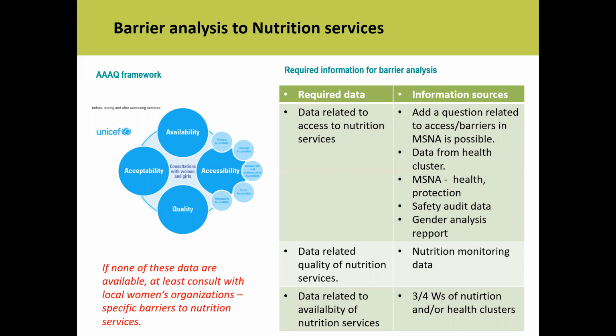I'm just sharing the AAQ framework as an example. I'll send the link to the chat box later. It's not only the physical distance or location, but for example the availability of information or social acceptance. One example I mentioned just now, husband's approval to access nutrition services, is a huge barrier that is actually happening in different countries.